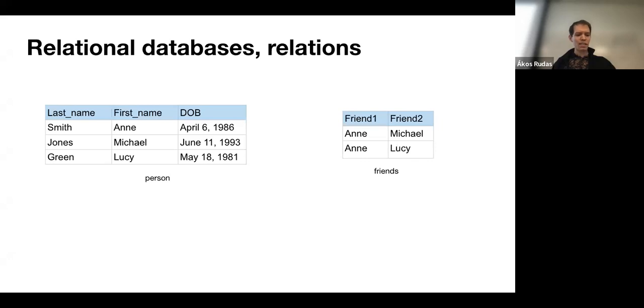But what happens if, let's say, Michael becomes friends with Anne Chang? What happens then? And we will have another row called Anne and Michael. How will we solve that? Let's say it's not even Anne Chang. Let's say it's another Anne Smith.